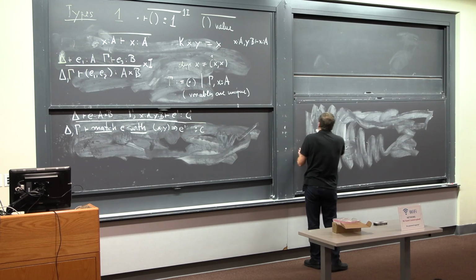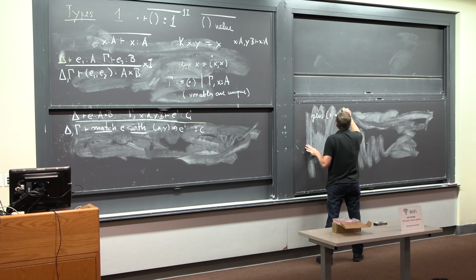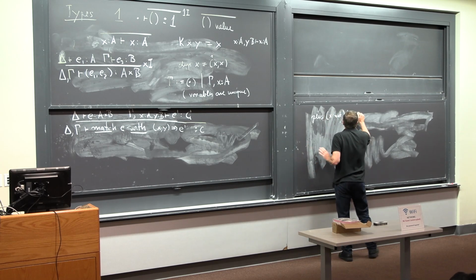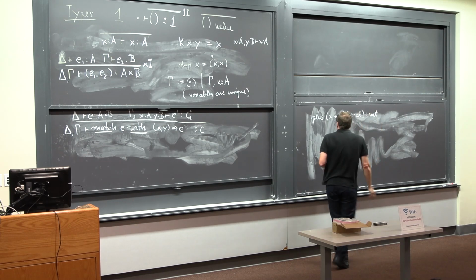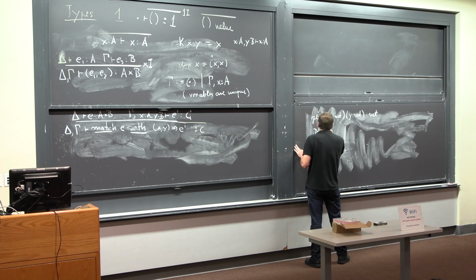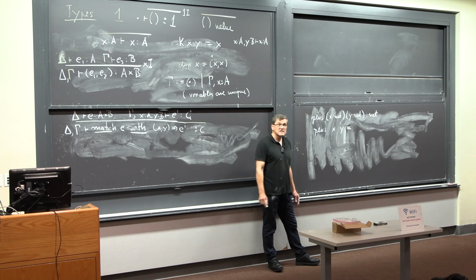So let's do this on the board. We'll define plus of x colon nat and y colon nat, returning a natural number, plus of x and y equals. Okay, how do I define plus on unary numbers?